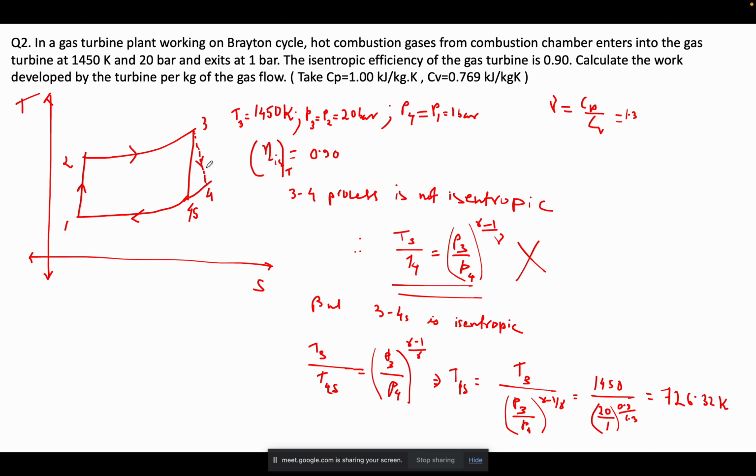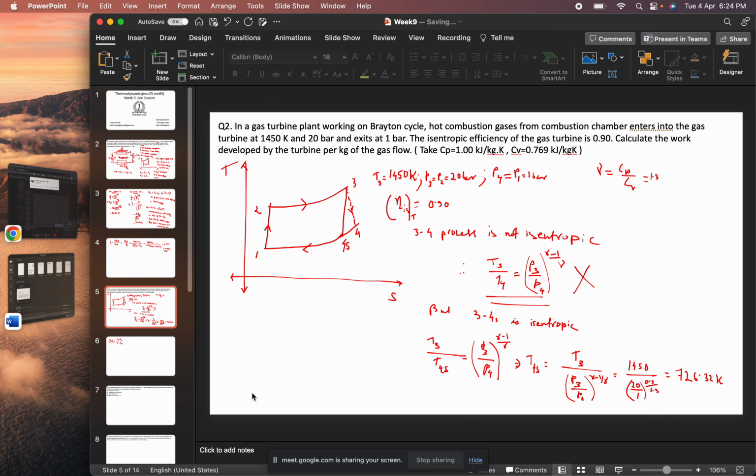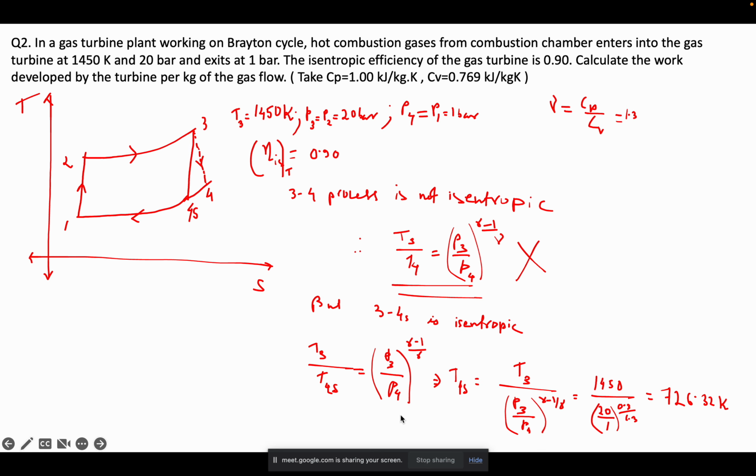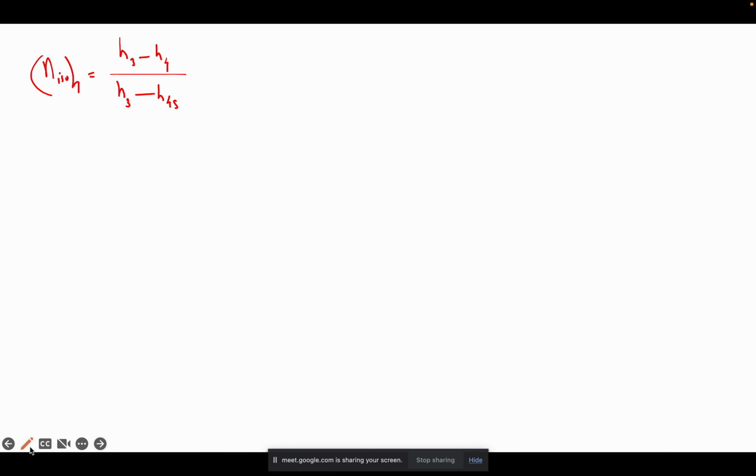been converted. Okay, so from here we can calculate H4 also, but we should not calculate H4, we should only calculate H3 minus H4, because we are required to calculate the work developed by the turbine. So from here we can calculate H3 minus H4 is nothing but eta isentropic of the turbine times H3 minus H4s.